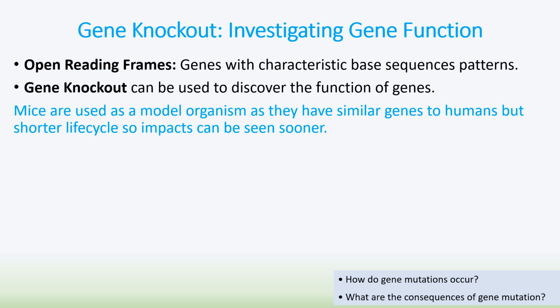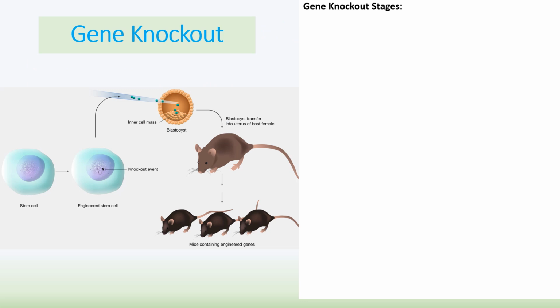Genes are important, and to investigate whether mutations are important, we can use something called gene knockout, which investigates the function of genes. And we use something called open reading frames, which are genes with characteristic base sequences that we can therefore identify and study. Gene knockout is where we basically remove a gene, normally in mice, which is often used as a model organism, to see what the impacts of that are. Mice are used because they have similar genes to humans. They are mammals, but they have a shorter life cycle, so the impacts can be seen sooner. There are ethical issues.